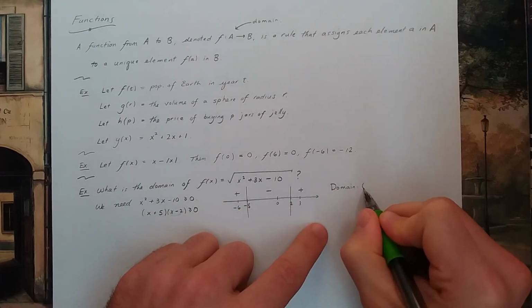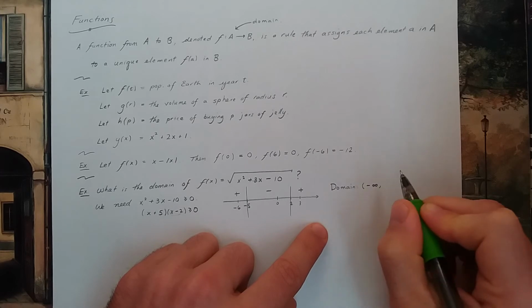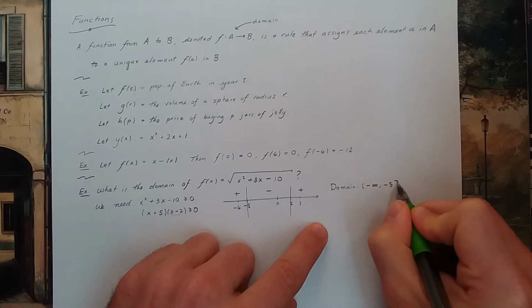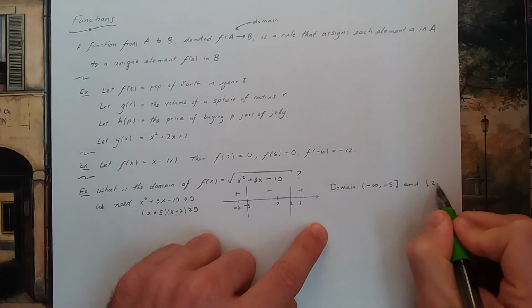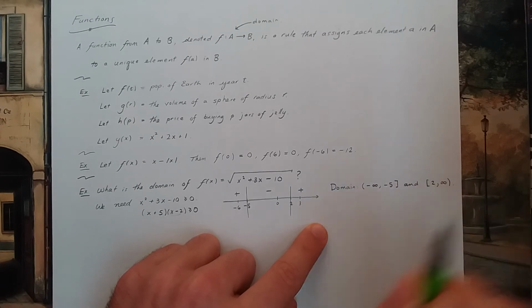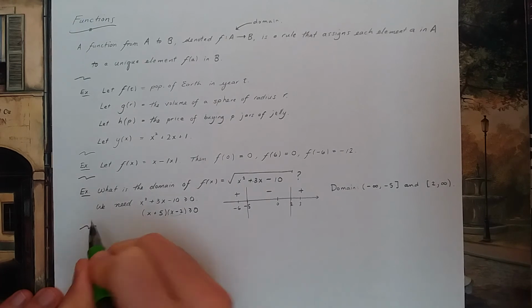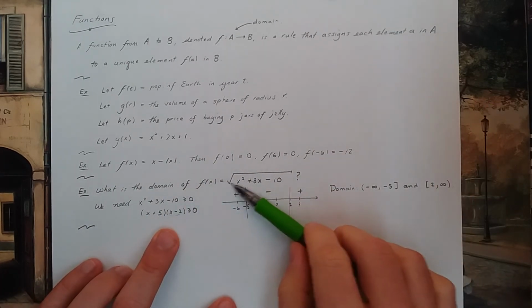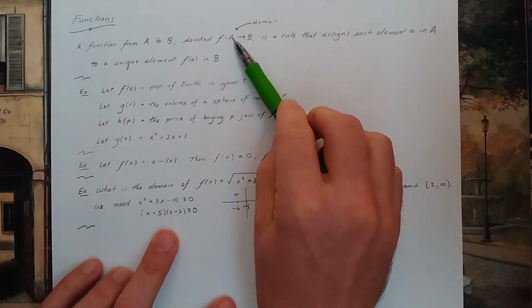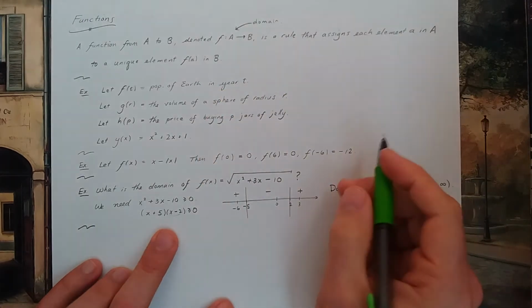So, the domain is negative infinity up to negative 5. And I can also plug in numbers bigger than or equal to 2. So this was an example of a function where I had to think about the implied domain. What numbers was I able to plug in?